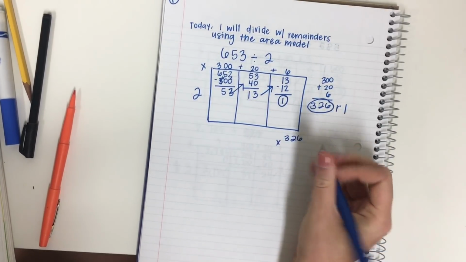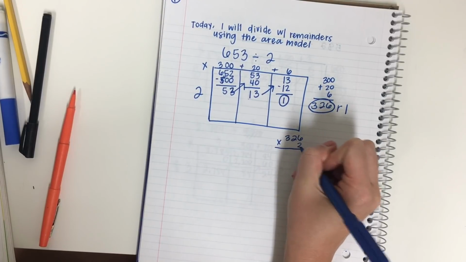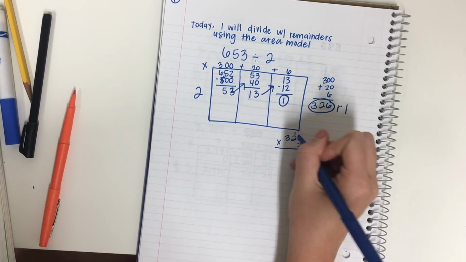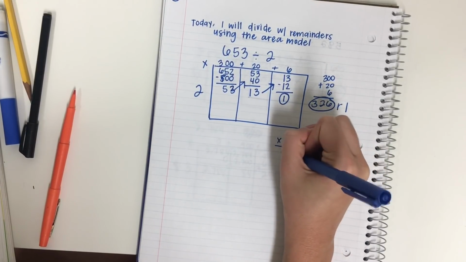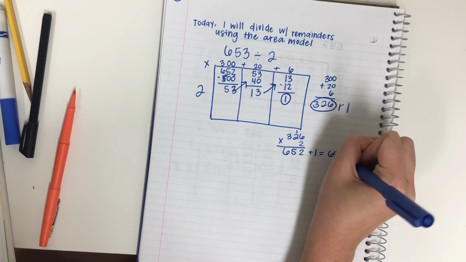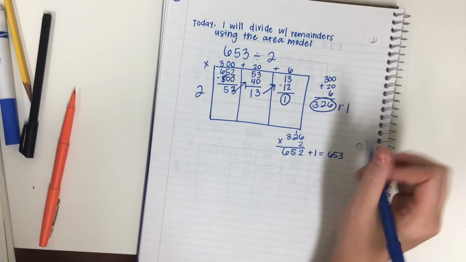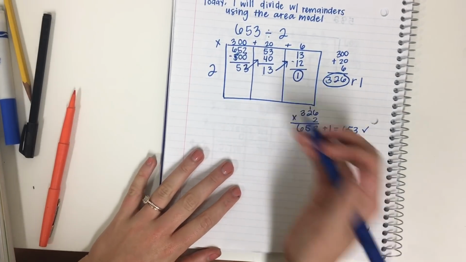Okay? So if we want to check our work, we could do 326. Okay, my quotient multiplied by my divisor. 6 times 2 is 12. 2 times 2 is 4, plus 1 is 5. 3 times 2 is 6, plus 1 is equal to 653. Is that my dividend? Yep, so it checks out. Okay, let's look at another one.